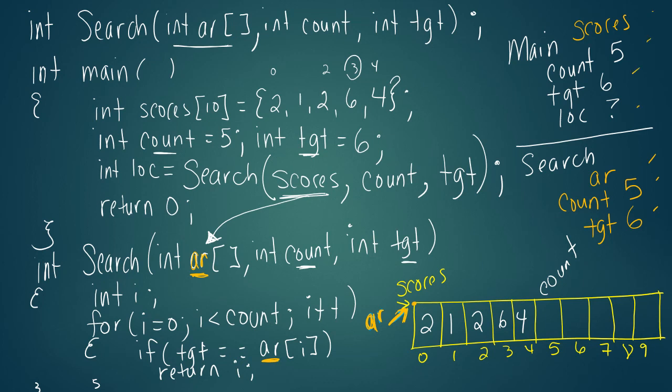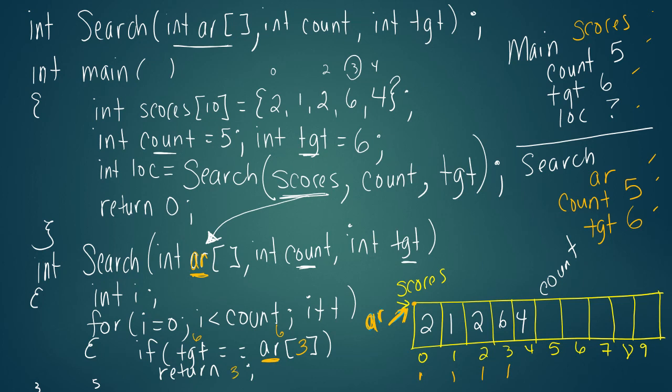So after you go through this, you start where I equals 0 and you compare to see if 6, the target, is equal to 2. No, it's not. So you are not going to return an I. You're going to go check here. Does 6 equal 1? No, it does not. Does 6 equal 2? No, it does not. Does 6 equal 6? Yes, it does. So that happens when I is 3. So it's going to return I, which in this case is a 3.